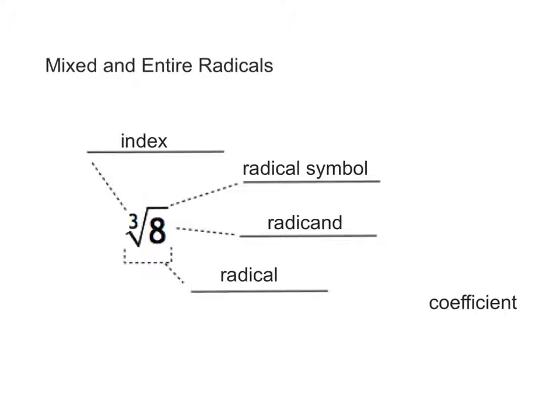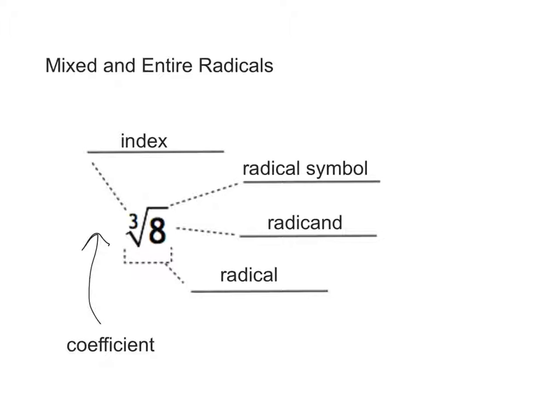Sometimes it has a coefficient. The coefficient is a number that just goes right in the front. This one has a coefficient of 1, so we don't see it. But those are the different parts that make up a radical. So you're never going to see a radical that doesn't have those three main parts, index, radical symbol, and radicand.